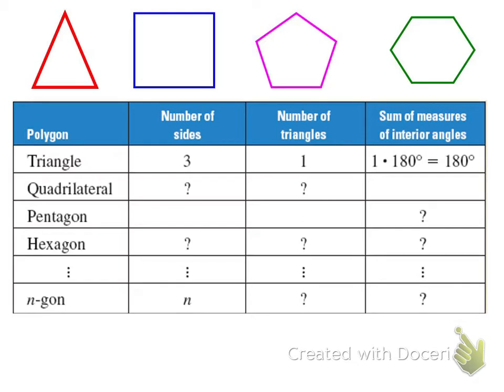In a quadrilateral, how many sides are there? 4. Pick one of the vertices. So top left, top right, bottom left, bottom right. Bottom right. How many diagonals can I draw from the bottom right? 1. And this splits, beautiful, the quadrilateral into 2 triangles. So knowing this, there's 2 triangles, and each triangle is 180 degrees. So how many degrees fit inside of a quadrilateral? 360.